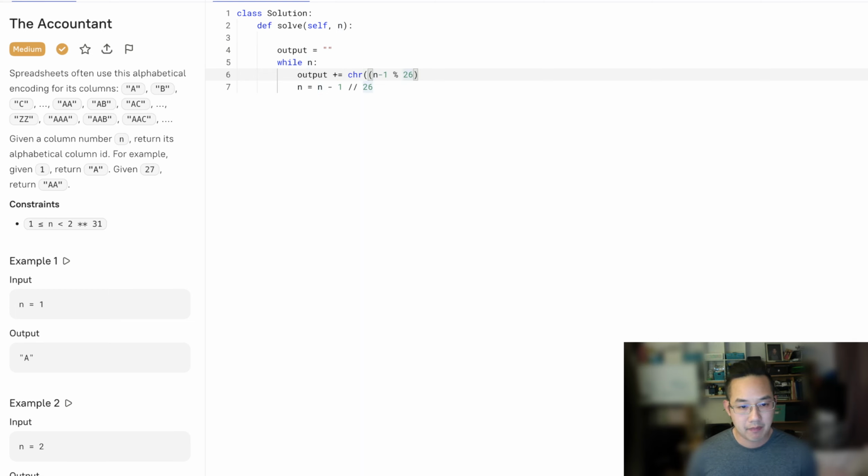And then we have to add the ord of A, because that ord of A is going to be our starting point. And yeah, that's it. And return the output. Run.